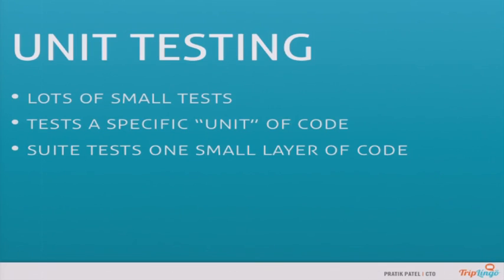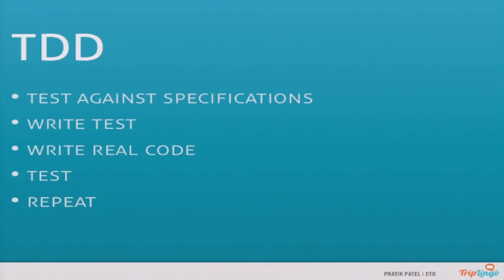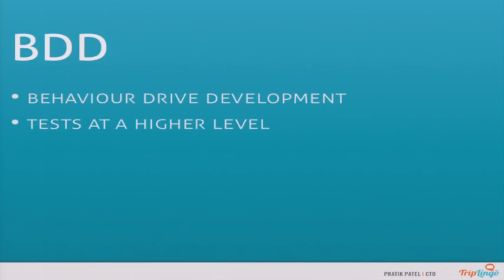When we do Jasmine and we do BDD, we're actually testing at a higher level. So when you do TDD, you're testing against specifications, and the idea is that you write a test, you write some real code, you test it, and then you repeat, right? Everyone has done this, so you get the idea for that. When we do BDD, we're testing at a higher level, and we're doing more behavior-driven development. We say, this piece of code should do this, and these are the steps that this big block of code that we're testing should be doing.